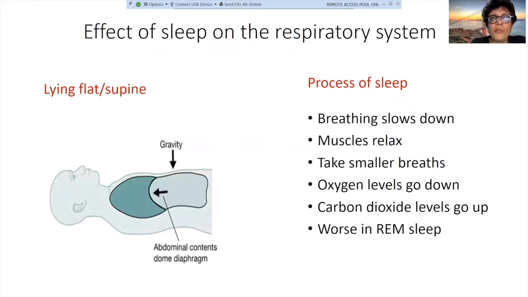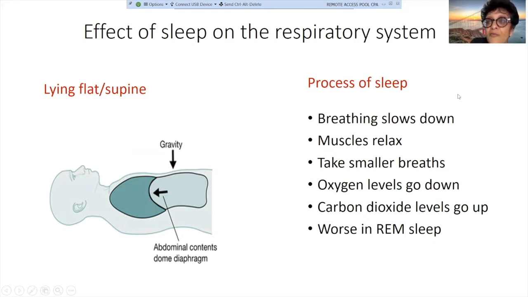So what happens when we lie down flat? When we lie down flat and are what is called supine, the effect of gravity presses all the abdominal contents upwards and presses the diaphragm up. So when the abdominal contents move this dome of the diaphragm up, the lungs cannot inflate as much.